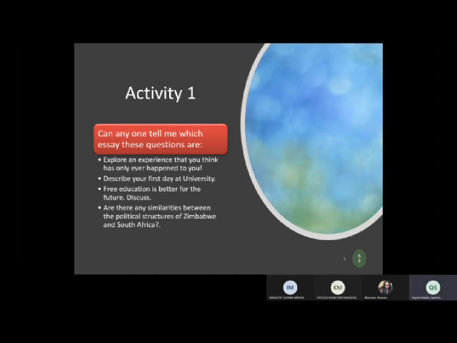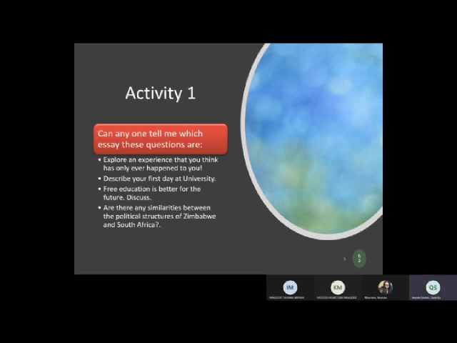Okay, so explore an experience that you think has only ever happened to you. Do you think that would be a narrative, an expository, argumentative, or comparative? Are there any similarities between? Okay, Katlego says 1 is narrative, 2 is descriptive, 3 is expository, and 4 is comparative.